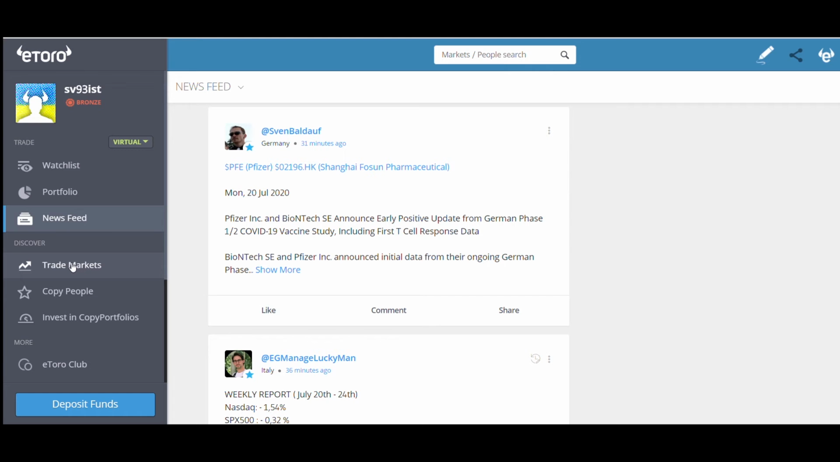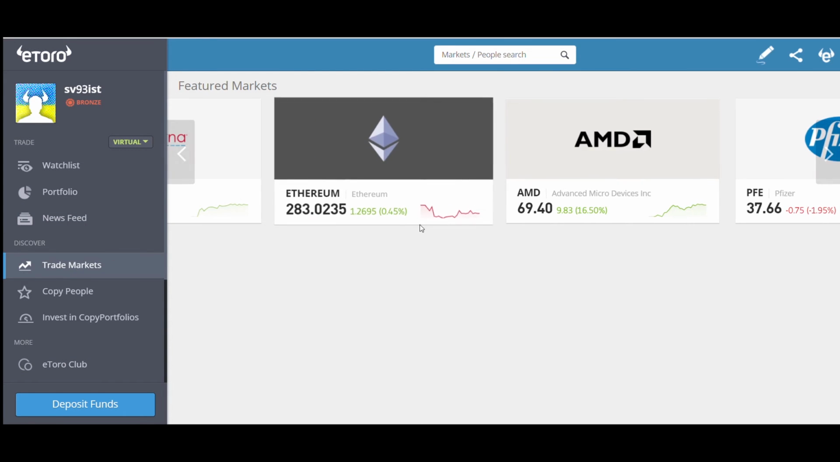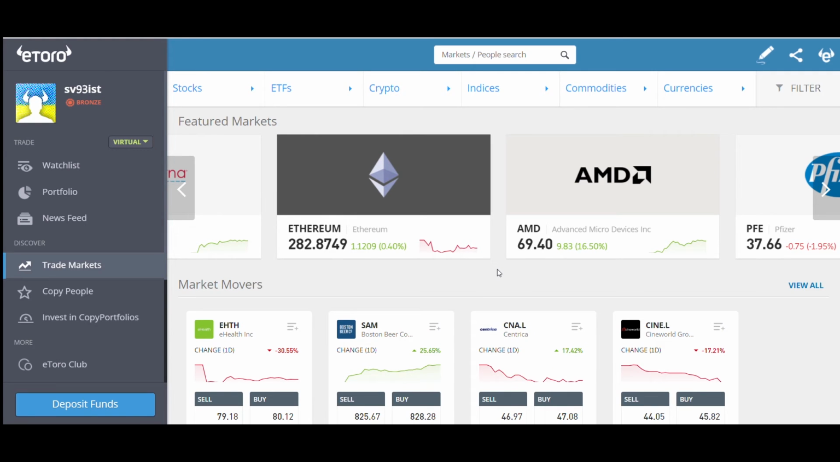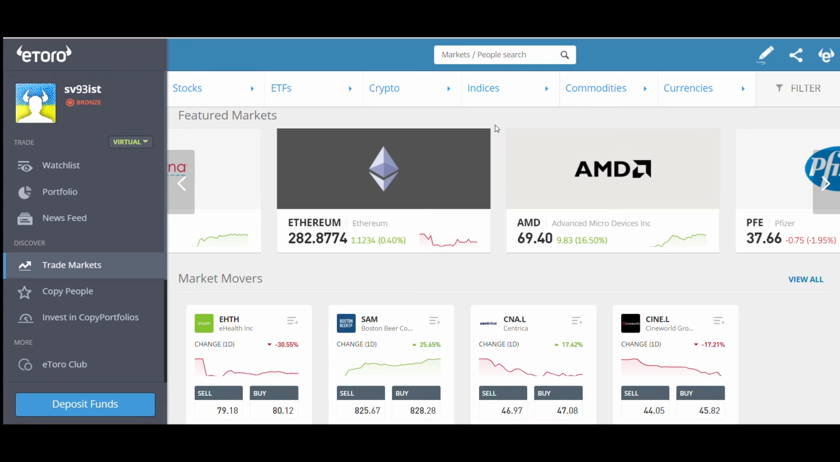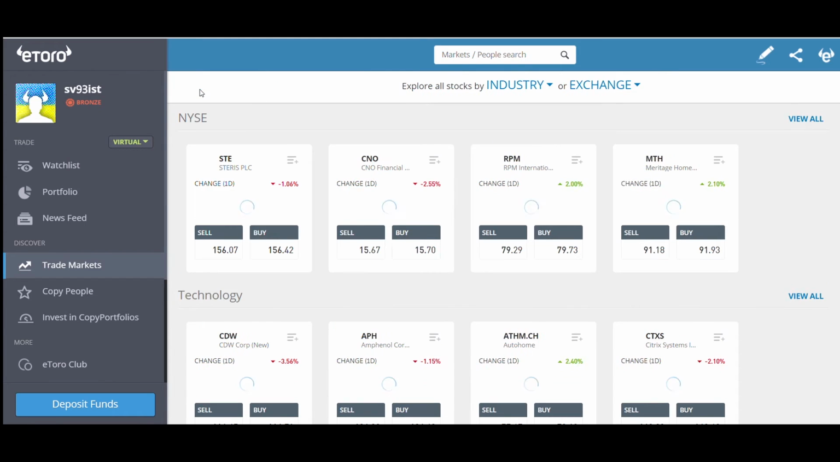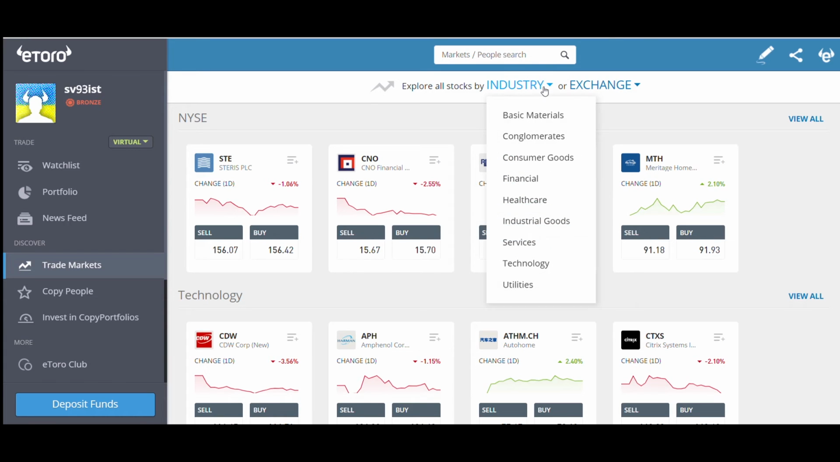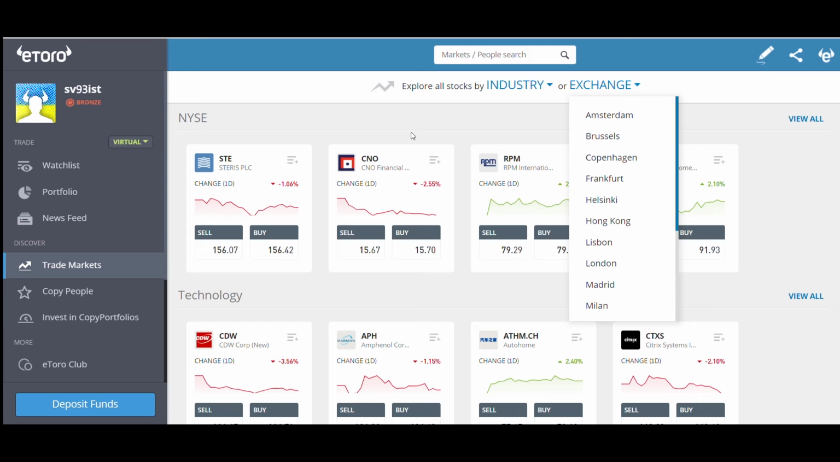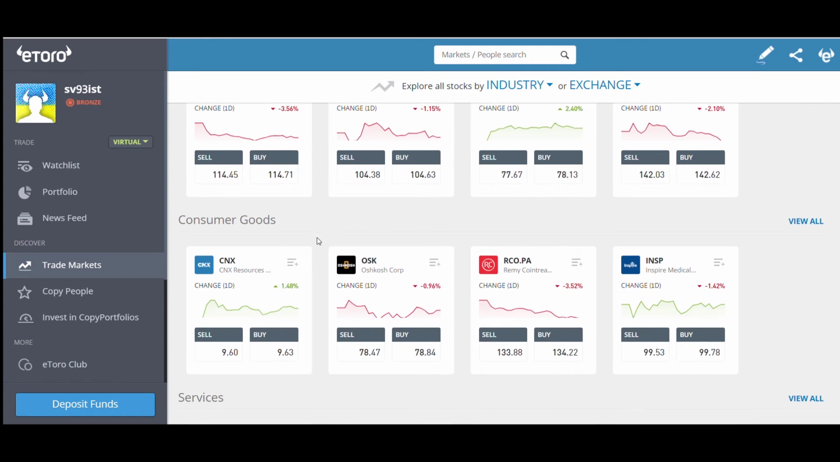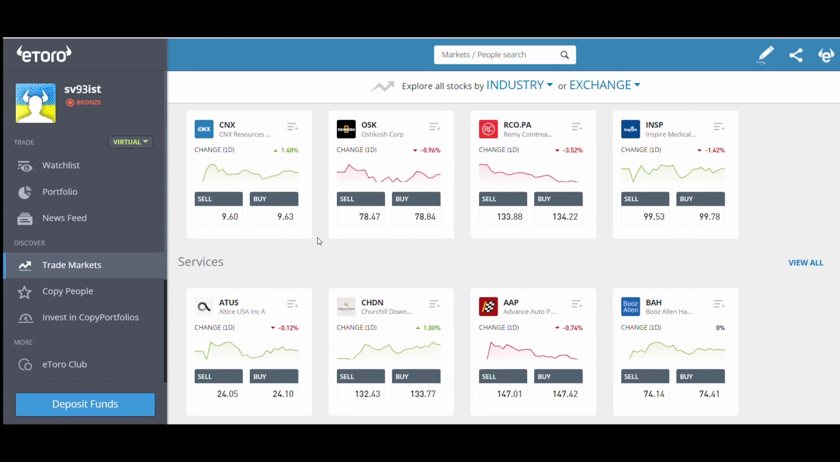The next one is trade markets. You just research here what stocks are available and how they are performing. You can filter by types of investments, for example stocks, and you can see only stocks. You can filter by industry or the markets. You just choose the stocks you want to buy.